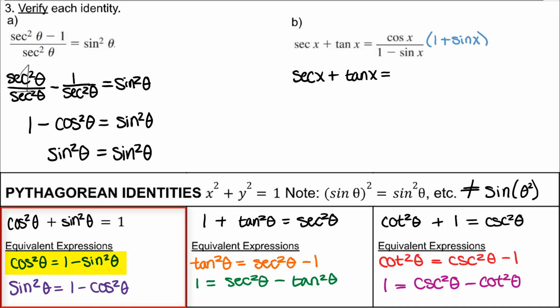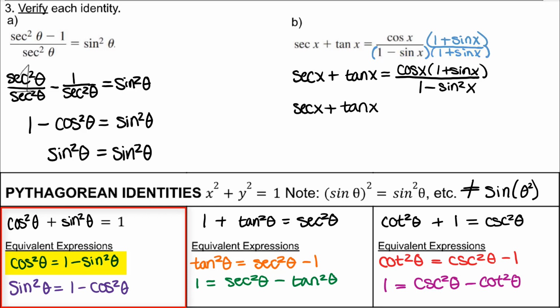So we multiply by 1 plus sine x. Of course, it's 1 plus sine x over 1 plus sine x, because you can only multiply by a special form of the number 1 without changing something. In our denominator, we have 1 minus sine squared x. How do I know that? This is the difference of perfect squares. Now go ahead and distribute the cosine x into 1 plus sine x in the numerator. You could have also done that in this first step.